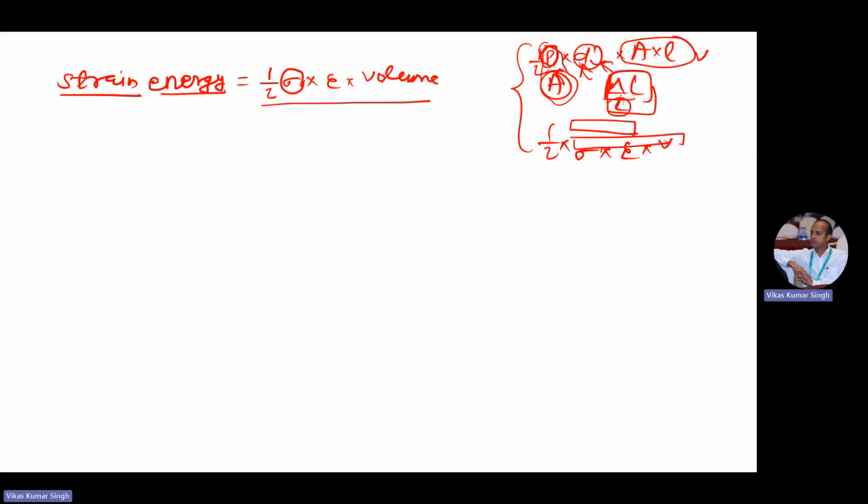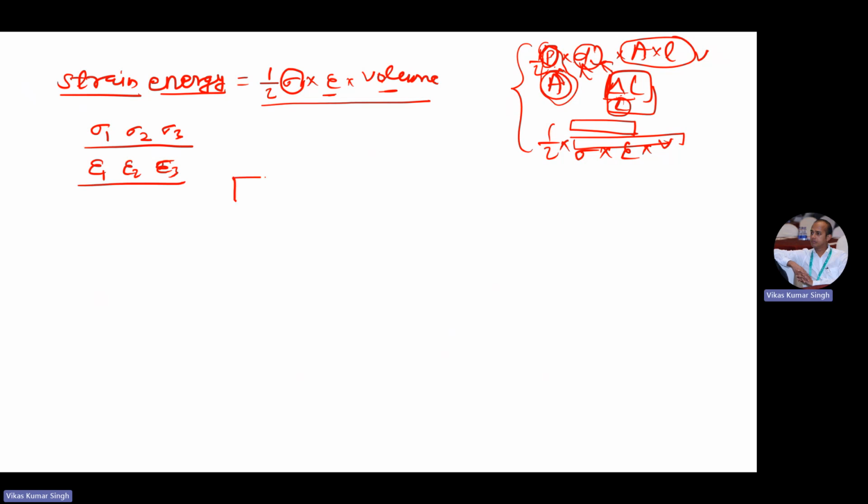So what is epsilon and what is sigma? We have to check. This epsilon and this volume we are knowing. Volume, whatever bar or metal specimen is there, the volume of that specimen. So if we have sigma 1, sigma 2, and sigma 3 in 3 directions, so definitely there will be epsilon 1, epsilon 2, epsilon 3 in 3 directions.